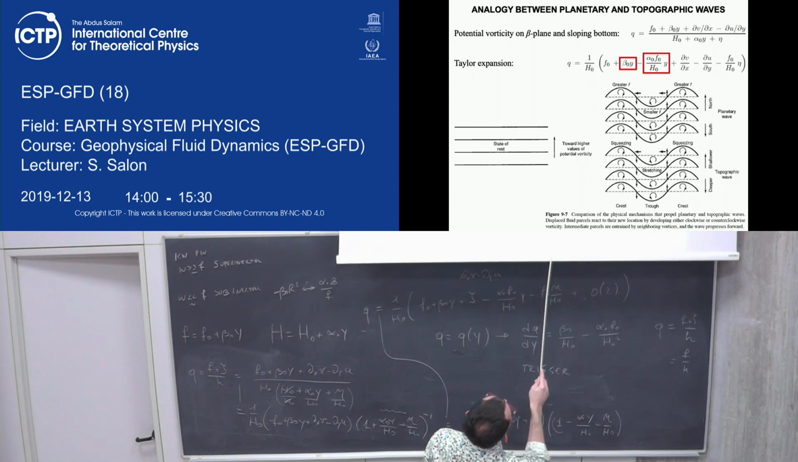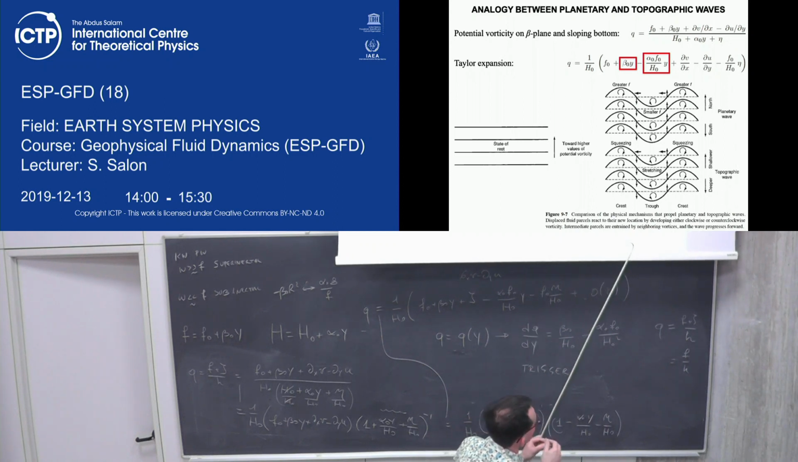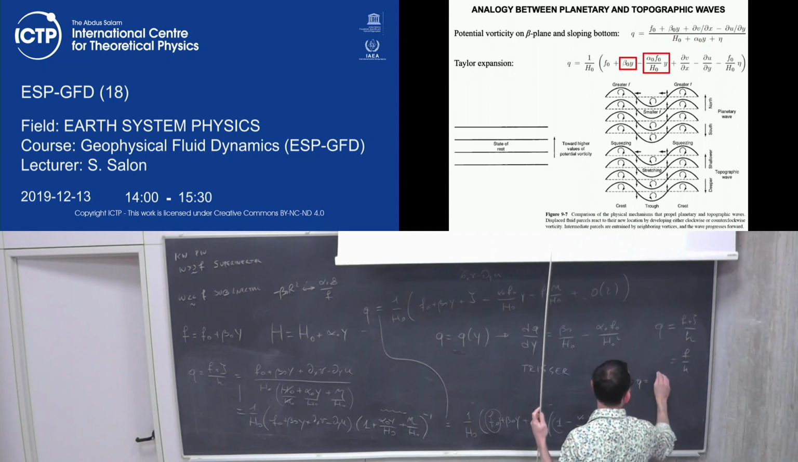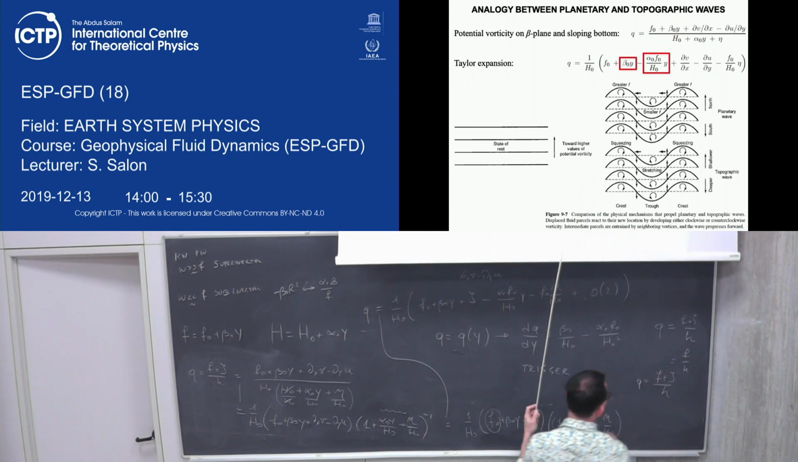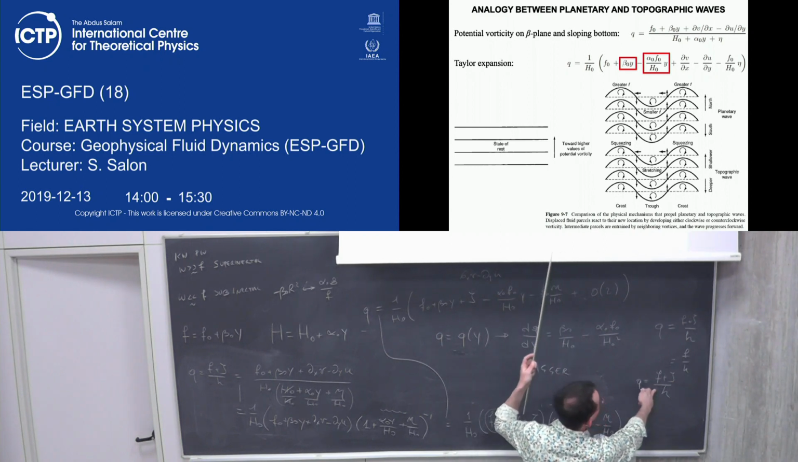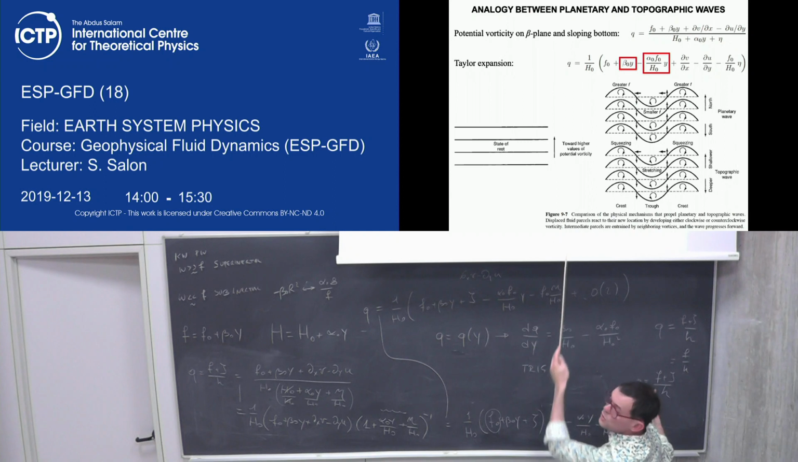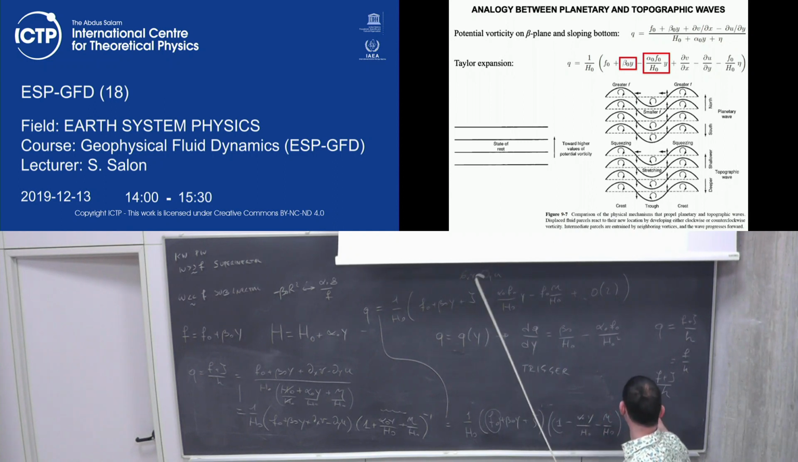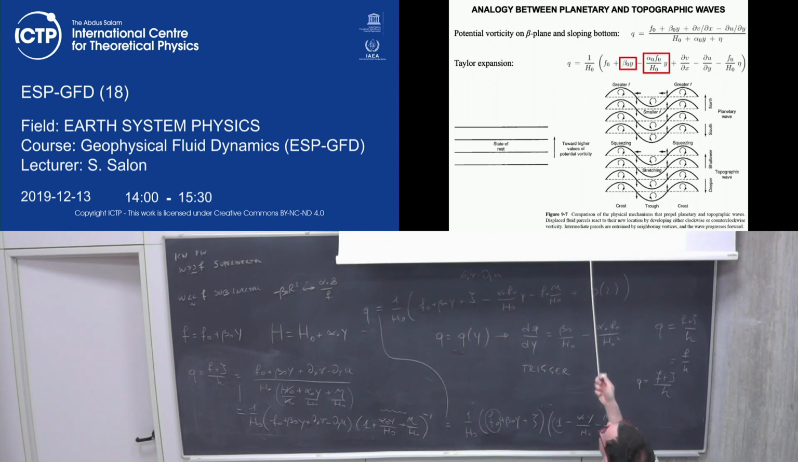So if this point here is moved northward, since we have Q equal to F plus zeta divided by H, let's keep H constant. If I move towards north, in order to conserve the potential vorticity, because you remember that potential vorticity must be conserved in barotropic flow, I must have a decrease of zeta. A decrease of zeta means zeta negative, and zeta negative means anticyclonic motion. And here the contrary, cyclonic motion.